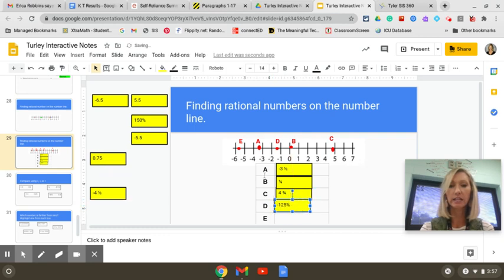And our last one, E, is between -5 and -6. All right, so we have a -5.5. -6.5 would be over here more, so that won't work. So it has to be -5.5.